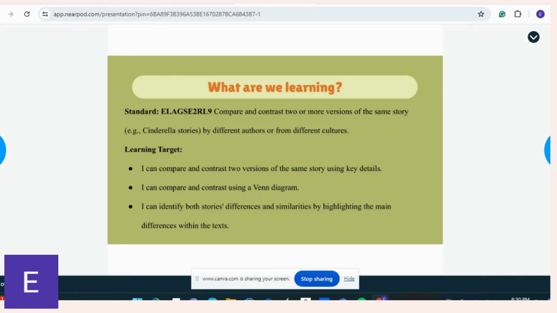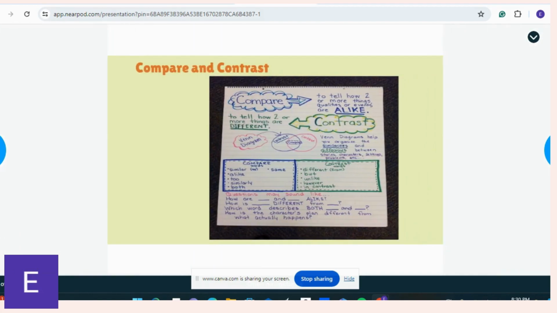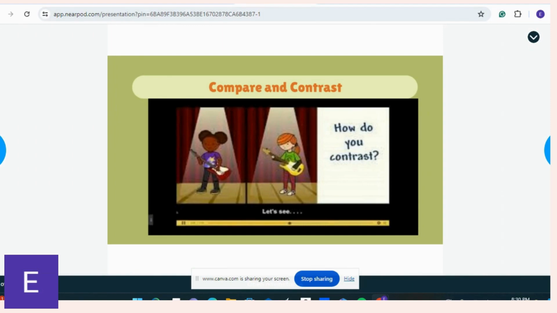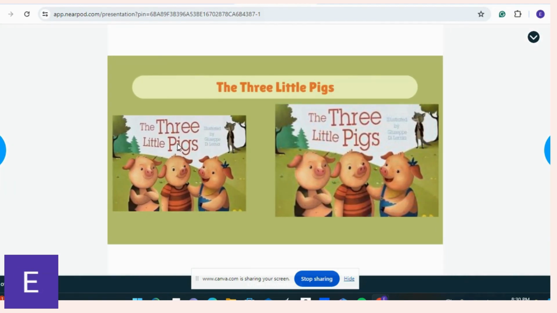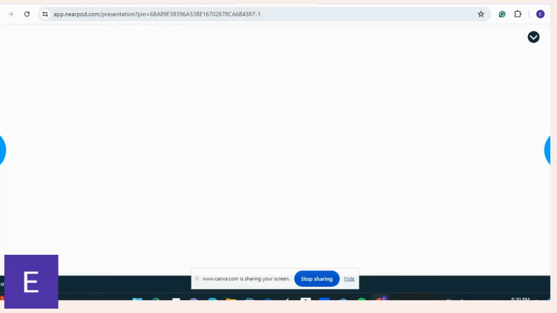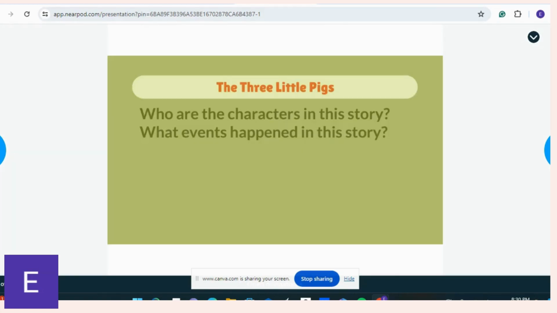And this is the learning target and the standard. This is the anchor chart that they will refer back to. This is the Brain Pop Junior video on compare and contrast. Then on the left hand side, this is the Three Little Pigs that I would read to them. And then later on in the week, they will watch the read aloud version. And then we would have a class discussion.